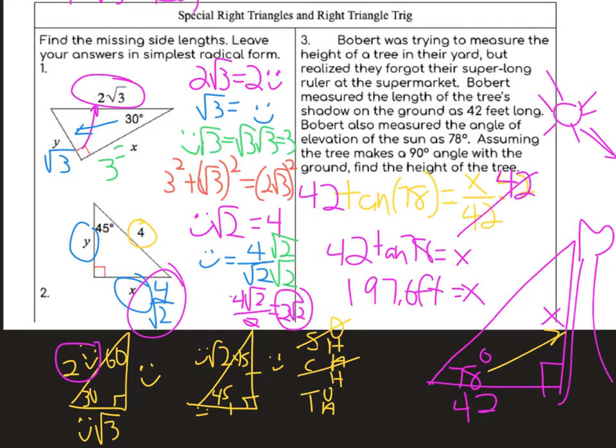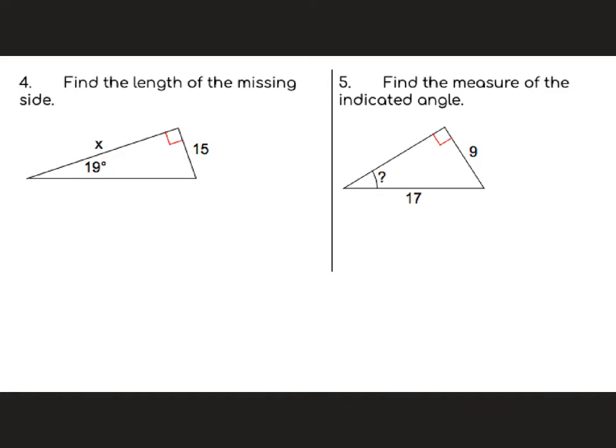Pretty tall tree. If you don't get the 197.6, if you get like negative 25, you are in radians, so make sure you fix the mode of your calculator. We still got right triangle trig here, so let's go ahead and write that down again. TOA.